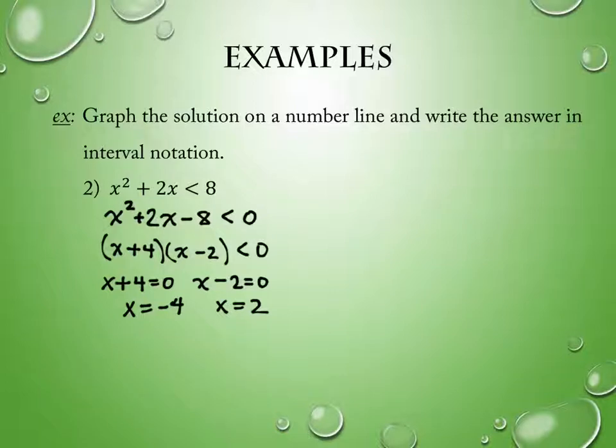What did I do next? Yeah, I put them on a number line, or I graphed them. You got it. So here's my number line. Negative 4 is before 2, so we'll put them in like this. Now what? Choose numbers. Sarah, you want to choose the first number for me?